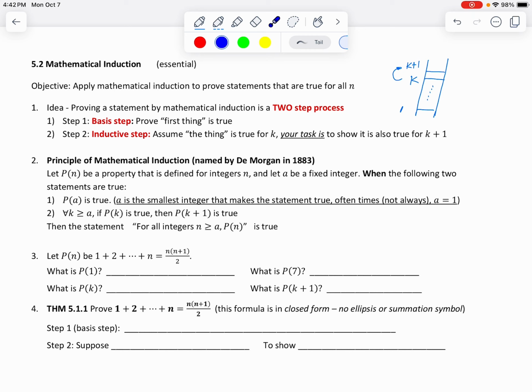Basically, it involves a two-step process. Step number one is the basis step. That means you first prove the thing is true. This is pretty generic, okay? And step two is the inductive step. That means assume the thing is true for k, then your task is to show that it is also true for k plus 1. If you are able to do so, then the statement is true for any k.